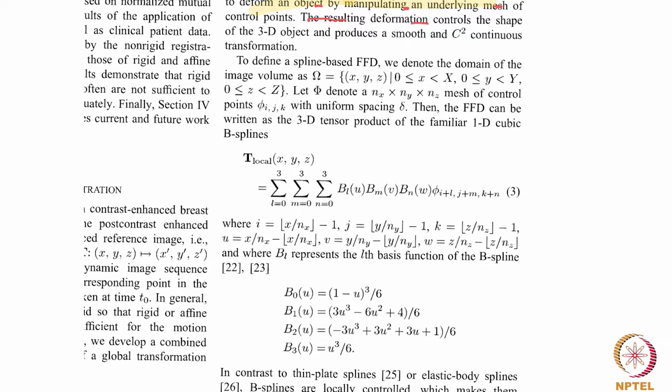So you can have the control points, like I said, very coarse or very fine, but they can be significantly fewer than the number of voxels or pixels in your image. That's one advantage. Second, since you're using cubic B-splines, you get a very smooth deformation field because you're using B-splines for the interpolation, and it's also differentiable.